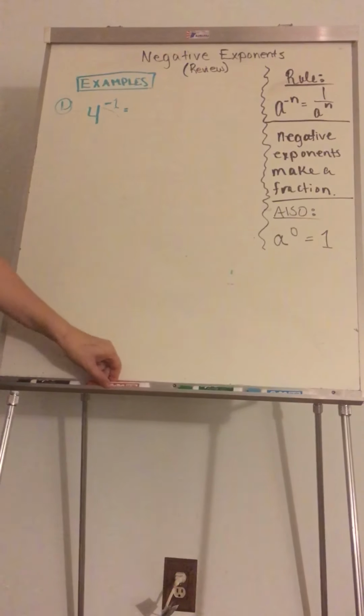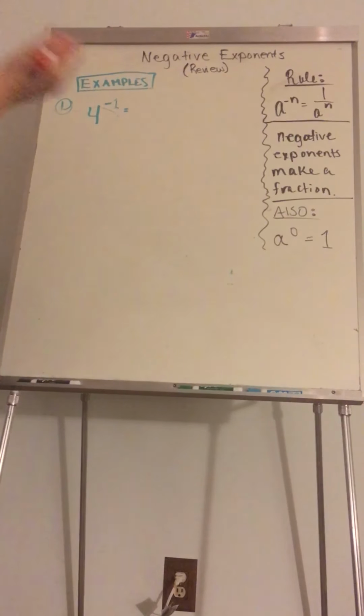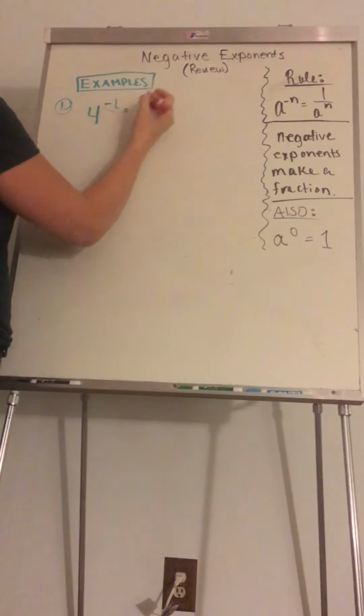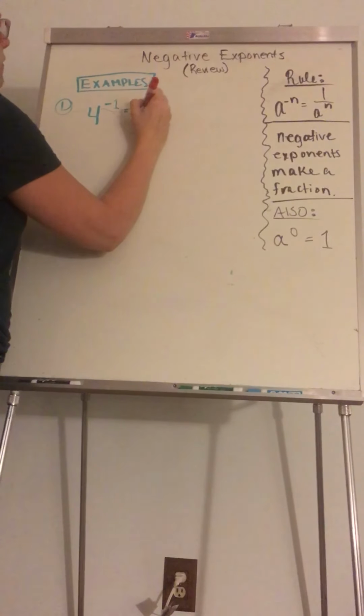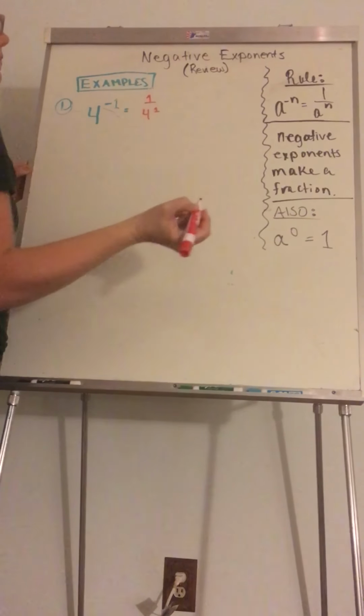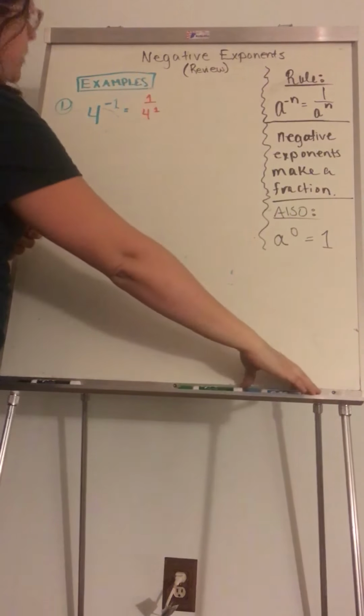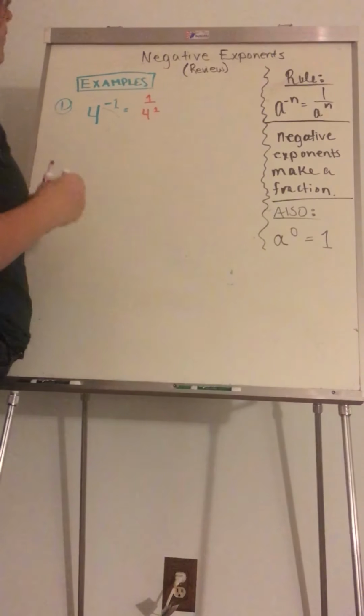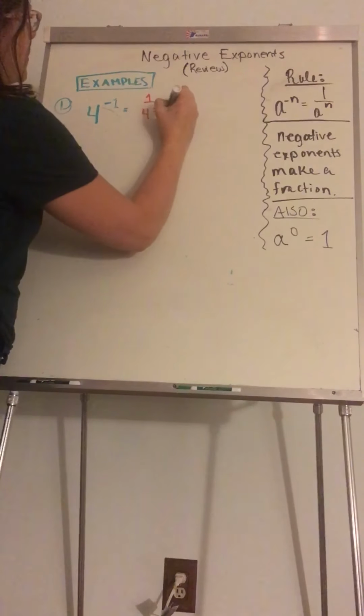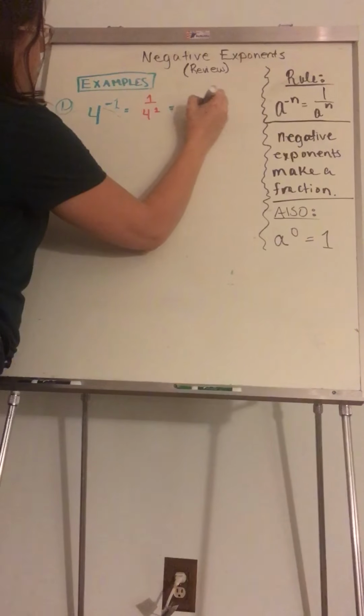So say for instance we have 4 to the negative 1 power, okay? All we do is we follow the rule. If it's 4 to the negative 1, it then becomes 1 over 4 to the first power. And 4 to the first power is just 4. So the answer is just 1/4.